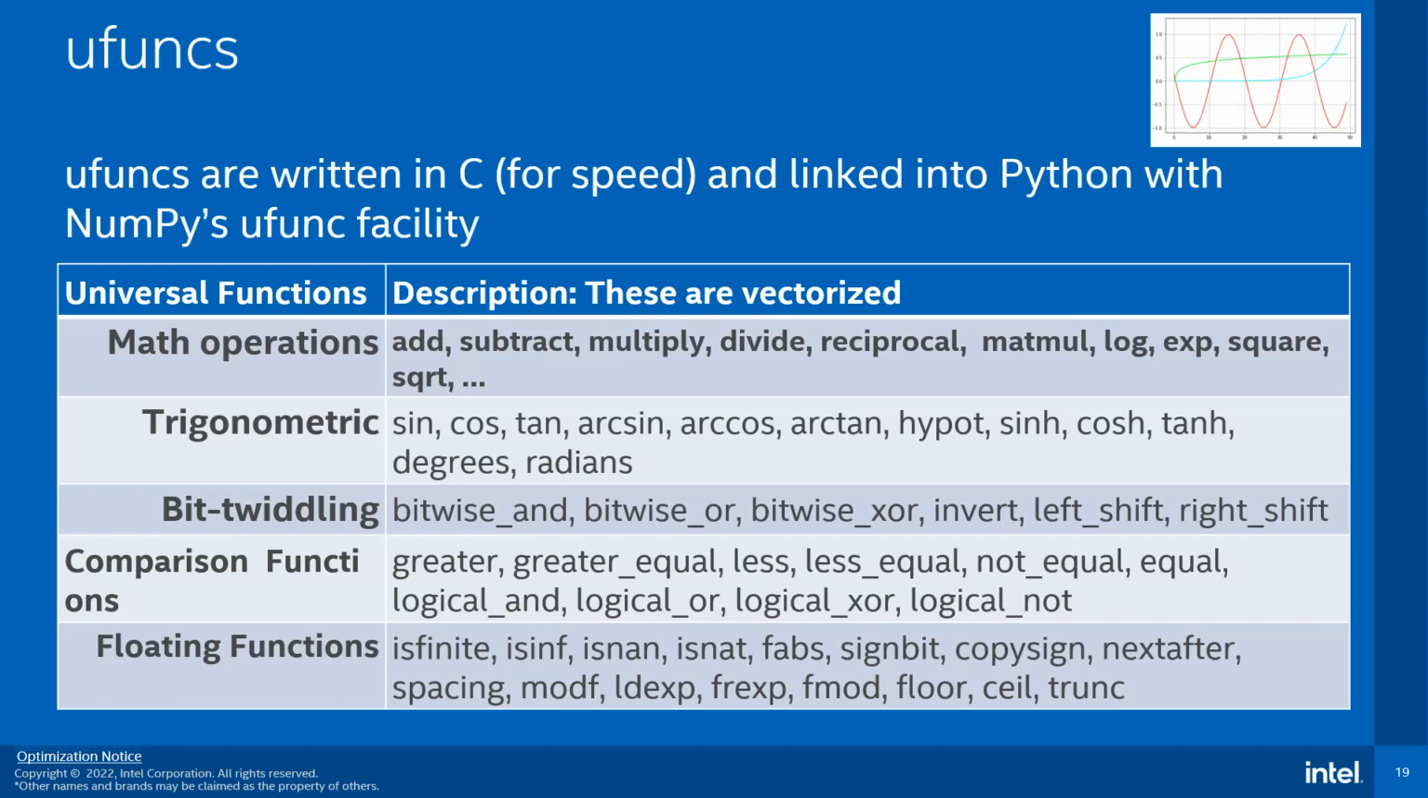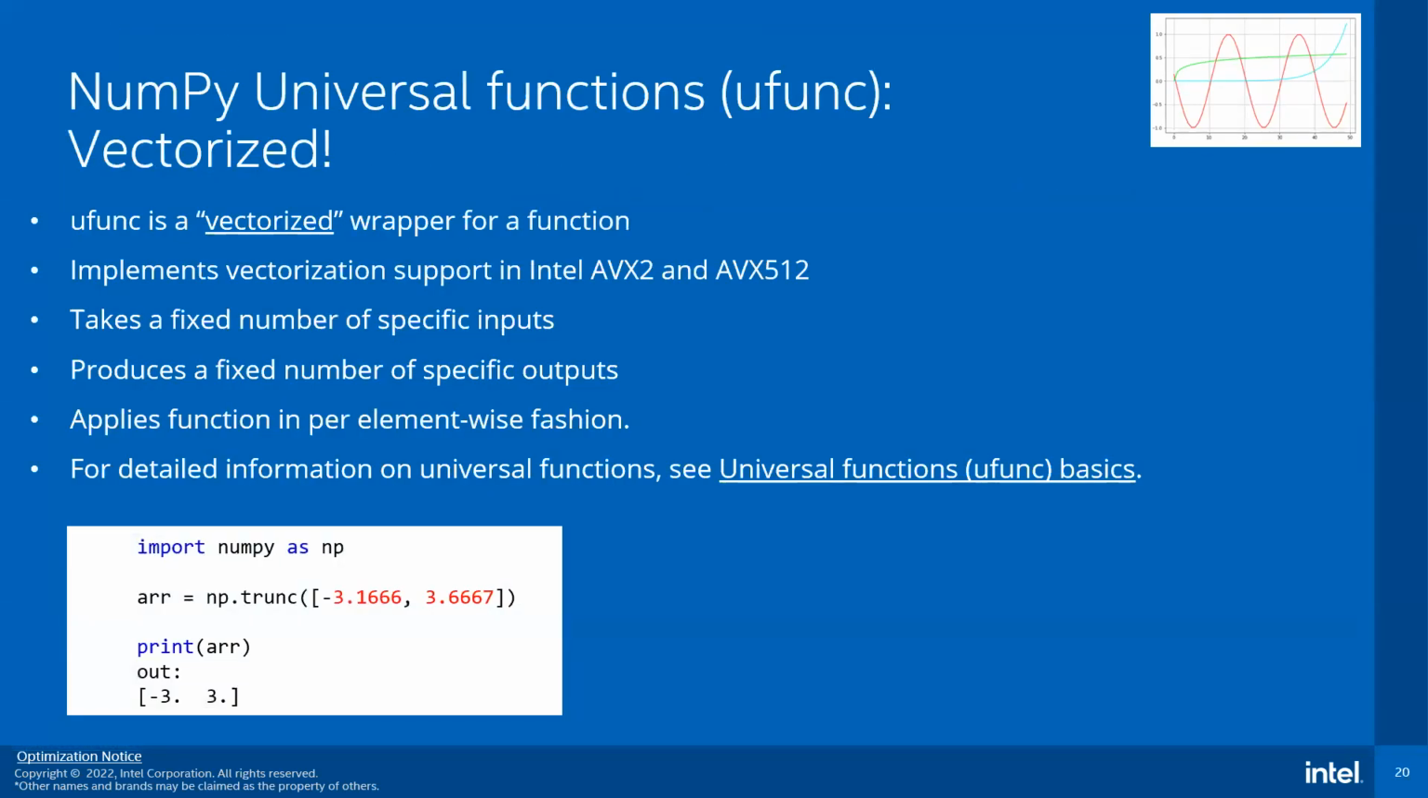Floating point functions: is it infinite? Is it a NaN? Can I compute fabs on everything, just automatically do it against the entire array? All these things, floor functions, ceiling functions. There's more than we could spend an hour just talking about, the kinds of things that are built into ufuncs that are already vectorized.